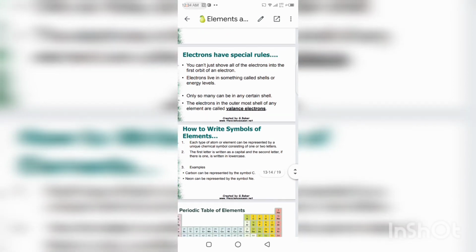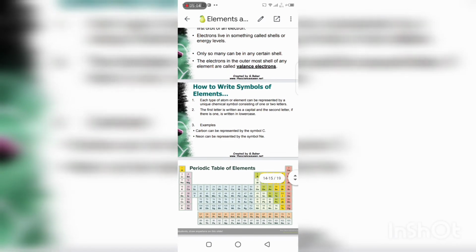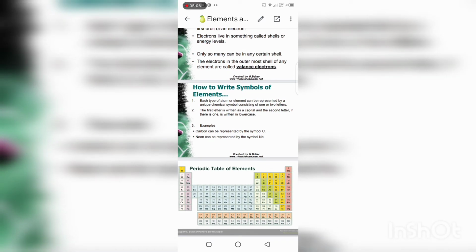How to write symbols of elements? Each type of atom or element can be represented by a unique chemical symbol consisting of one or two letters. The first letter is written as a capital, and the second letter, if there is one, is written in lowercase. Example: carbon can be represented by the symbol C. Neon can be represented by the symbol Ne.